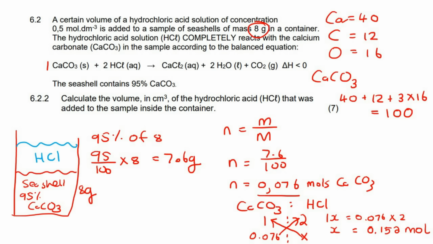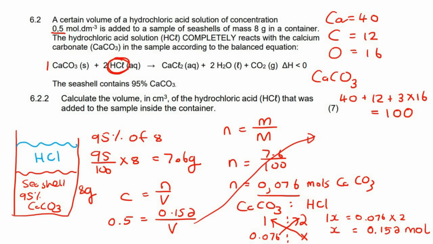Now we have the moles of HCl. So we can use this formula: C is equal to n over V, because now we have the concentration of the HCl, 0.5. The moles of HCl was 0.152, and the volume is what we're trying to calculate. So just multiply this volume over to the left-hand side. You would end up with 0.5 V equals 0.152, and then if you get the volume by itself, you end up with 0.304.